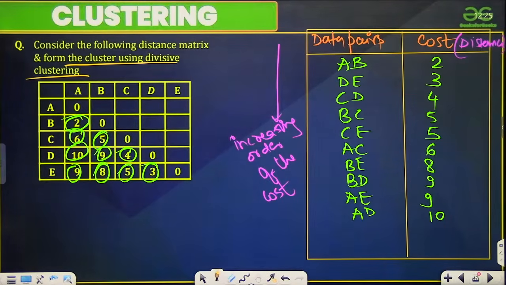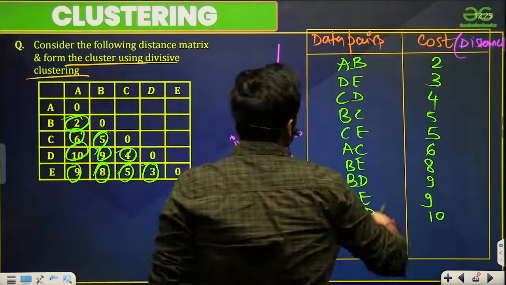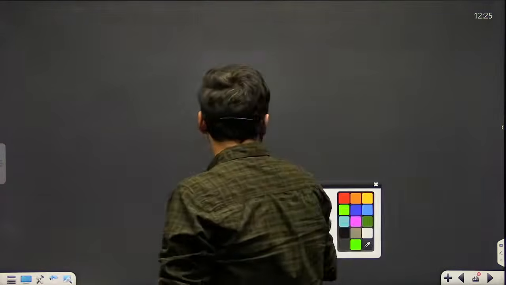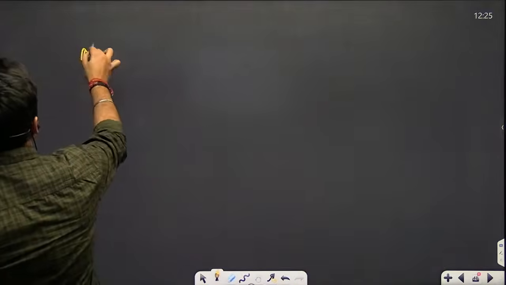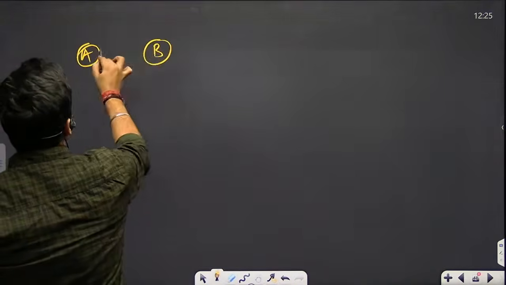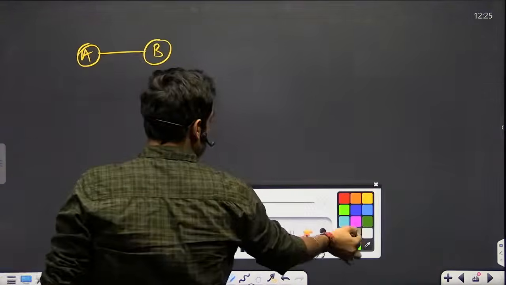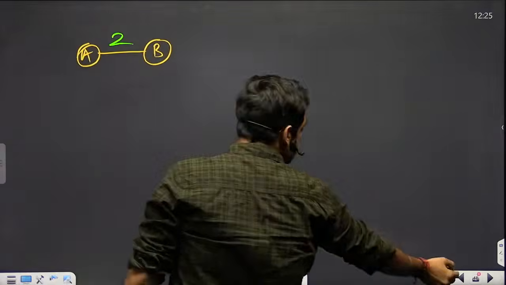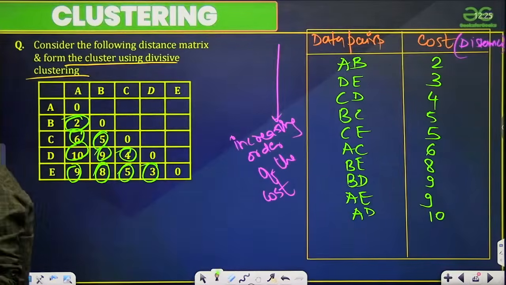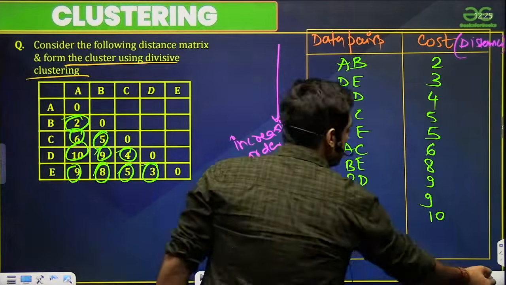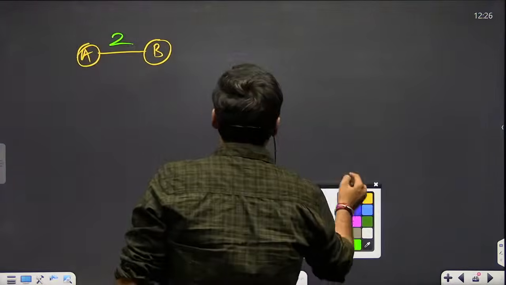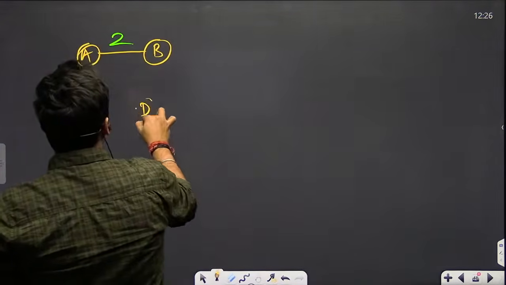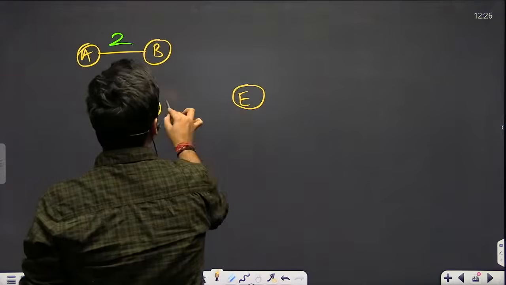Now see, what I'll do now is start making the minimal spanning tree. I'll start with the first data pair, that is AB, and the distance between AB is 2. Then next is DE, and the distance between DE is 3. I have to check every time whether a loop is getting formed or not.